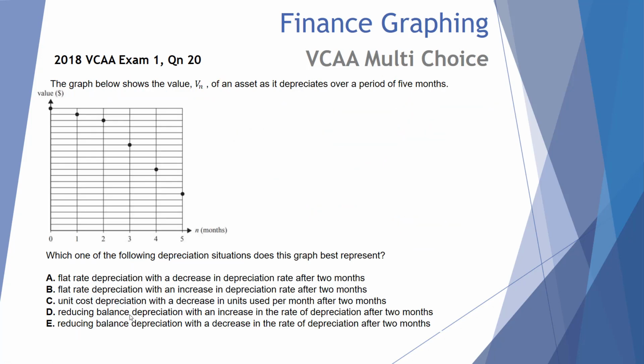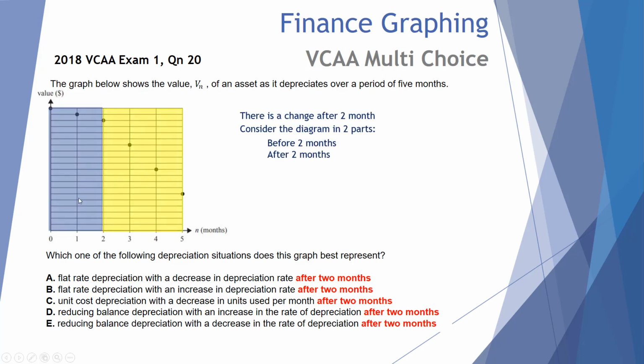2018 VCAA Exam 1, question 20. The graph below shows the value Vn of an asset as it's depreciated over a period of 5 months. Which of the following depreciation situations does this graph best represent? So they've got 5 different scenarios. Now, I want to highlight first of all, each one of these scenarios has some change up after 2 months.